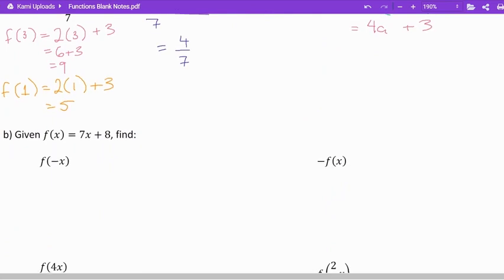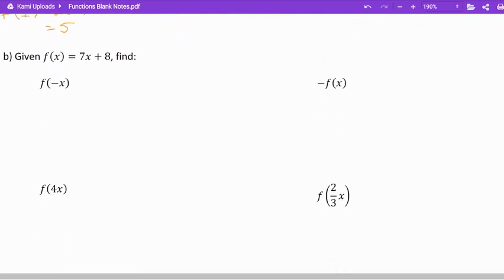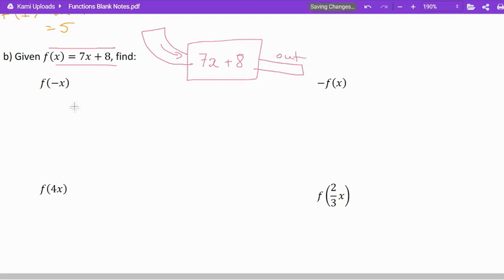Okay, let's take it a step further. So now we're given a new function. We're given that a function is 7 times x plus 8, right? So now our machine has a different set of instructions. Whatever goes in has to be multiplied by 7, and then you add 8, so that we can get our output. Now, in this first example, what's the input? Ooh, gross. The input is negative x. Okay, so what do we do?